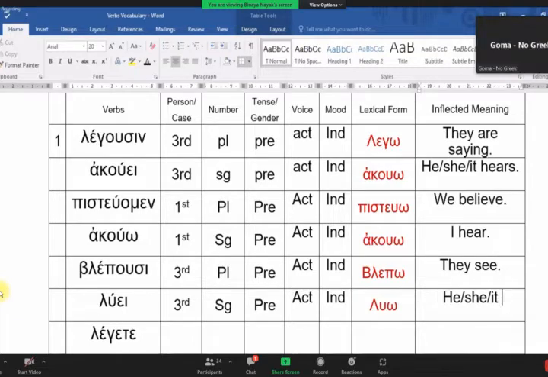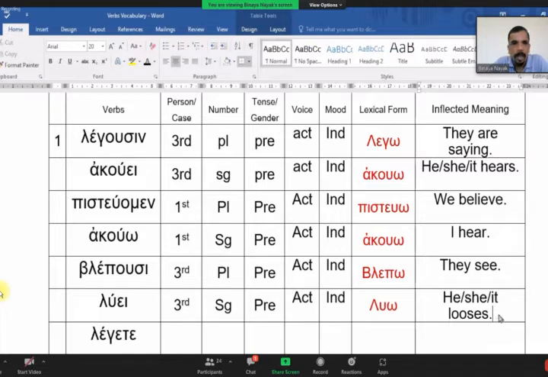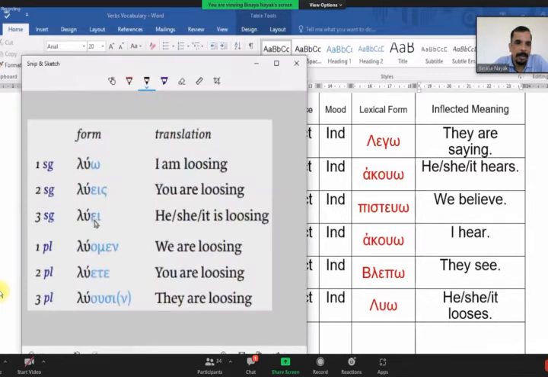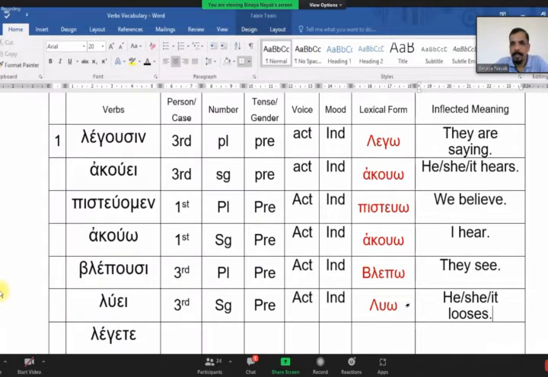Is it okay? If you look at it, we are just doing this thing, okay? The third person singular, luei. We just looked into this thing.